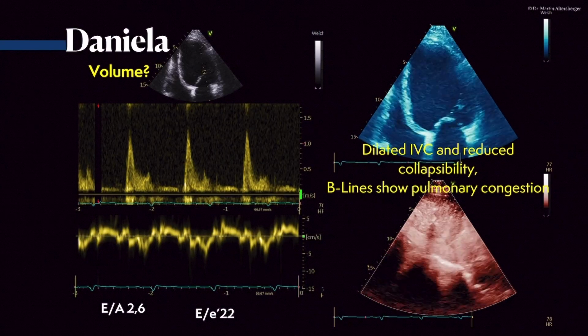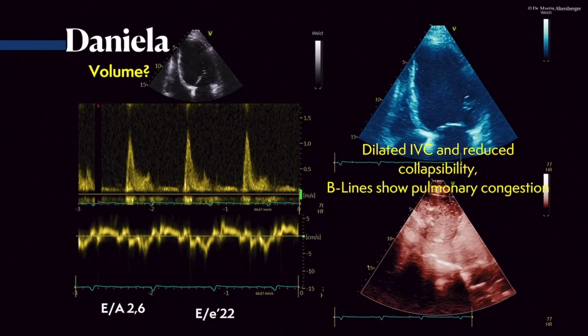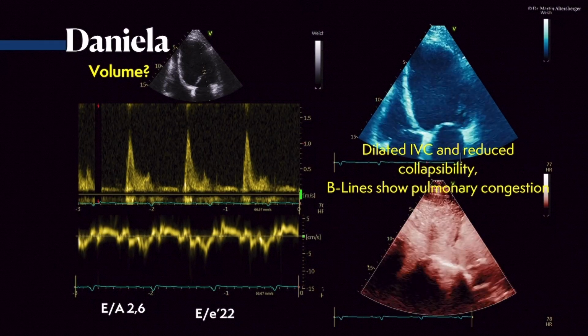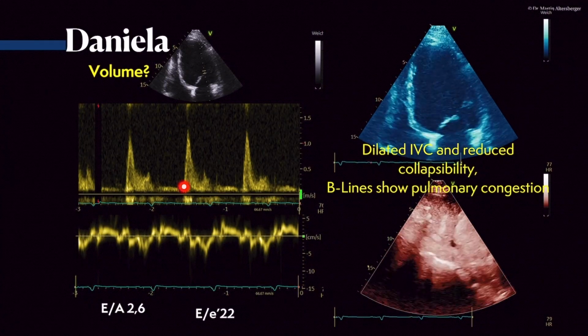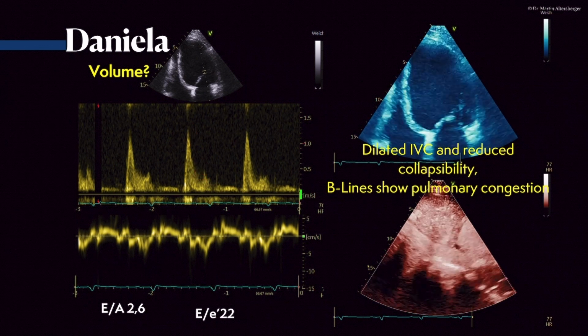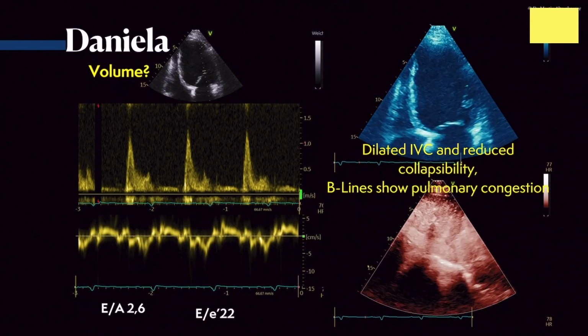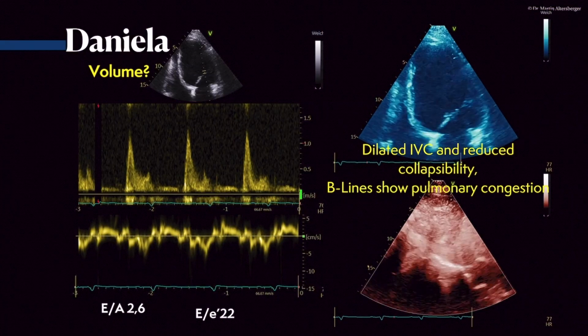In the ICU, for example, if you see this restrictive filling pattern, always be careful with volume administration. It does not necessarily mean that the patients are endlessly hypervolemic, but in case of restriction, you should be very, very careful with volume. Another piece of information from her echocardiographic exam is that the E to E prime ratio, again let me refer you to the video on diastolic dysfunction, is elevated.